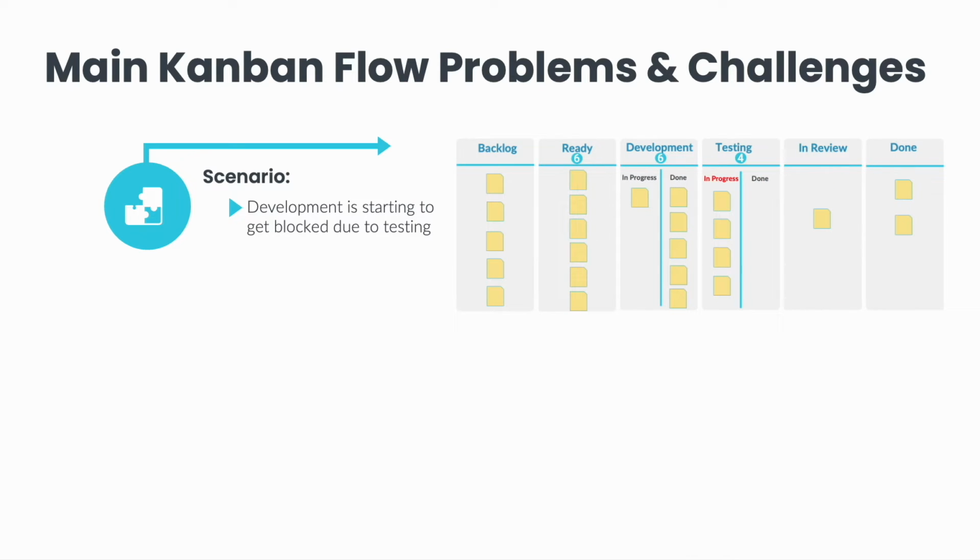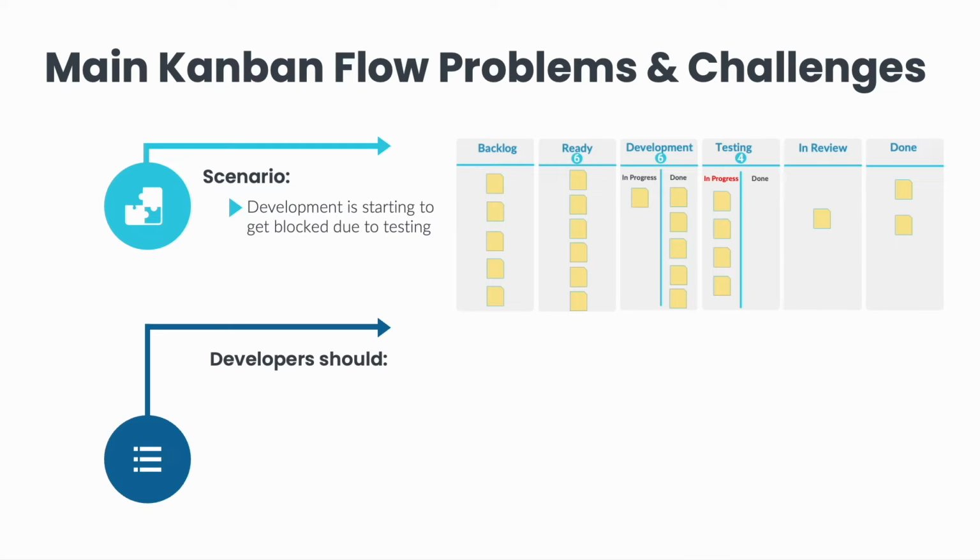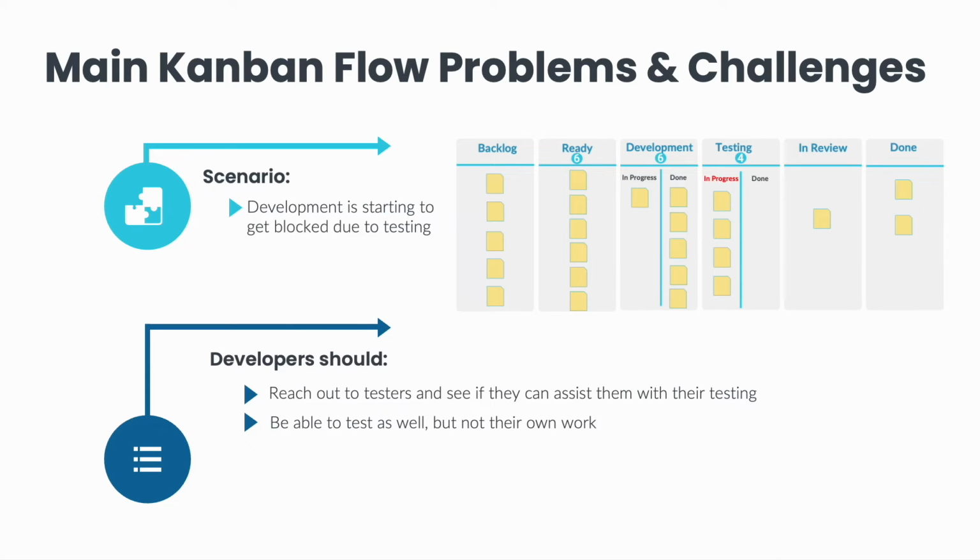Another challenge could be development starting to get blocked due to testing. In this scenario, development is at its WIP limit and testers still have items in progress. At this point, developers should reach out to testers and see if they can assist them with their testing instead of picking up additional user stories from the ready column. All developers should be able to test as well, as long as they are not testing their own work.